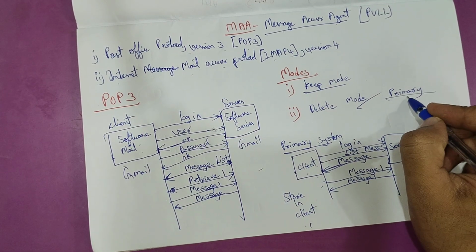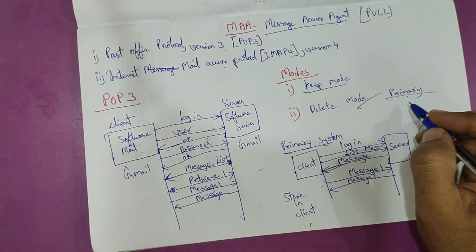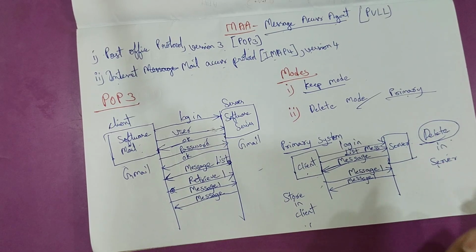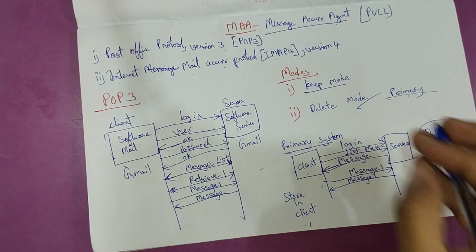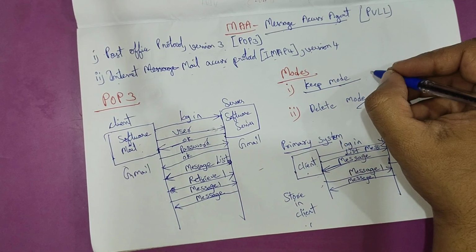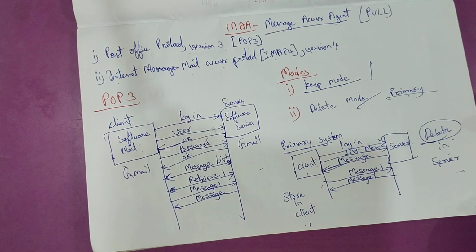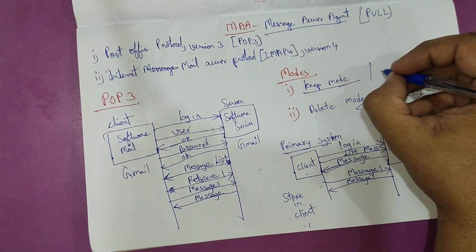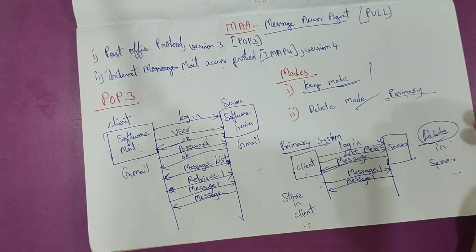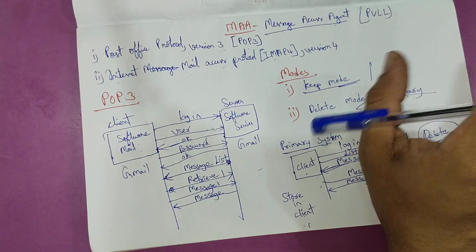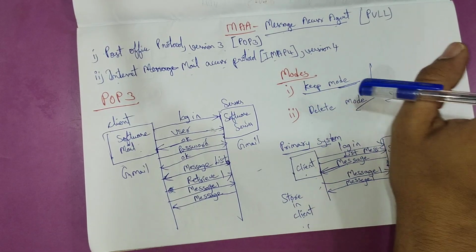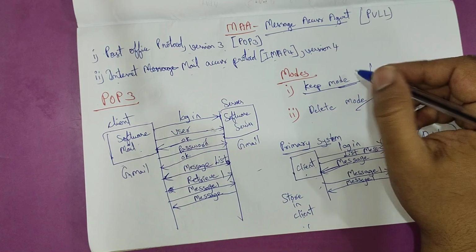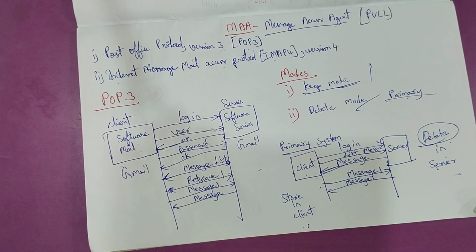If you are using the data from a primary system, the data will be in the delete mode. The data will be deleted from the server and it will be stored on the client side. So whenever you are using a secondary system, your parents' or friends' system, what is going to happen is it will keep. The data will not be deleted completely, but it is going to store the data. Messages are stored without being deleted. That is about delete and keep mode in this message access agent.